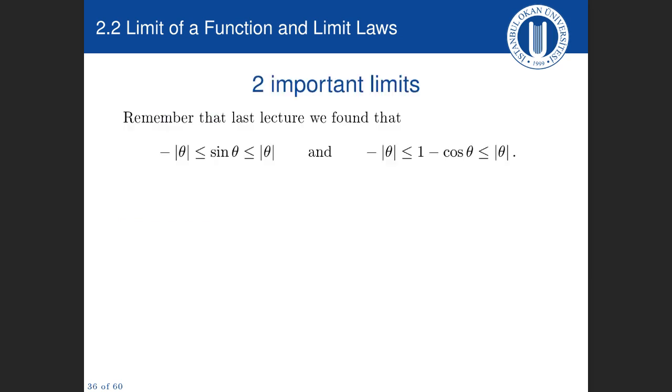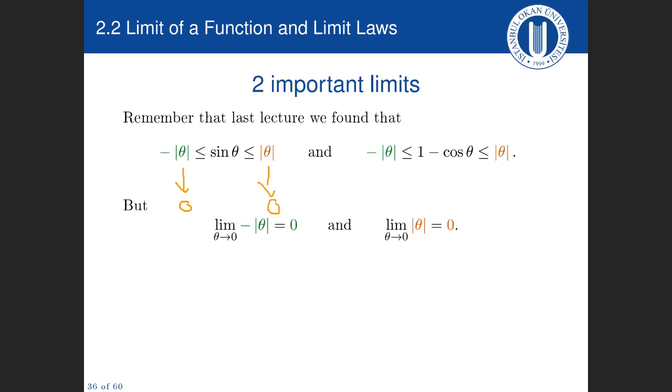I'm going to need the sandwich theorem again in a moment. But first, remember at the end of the last lecture, we found these two inequalities. Sine theta is always between minus the absolute value of theta and the absolute value of theta. And 1 minus cos theta is also between minus the absolute value of theta and the absolute value of theta. But the limit as theta tends to 0 of minus the absolute value of theta is just 0. And the limit as theta tends to 0 of the absolute value of theta is also 0. So I have limit 0 on the left and limit 0 on the right.